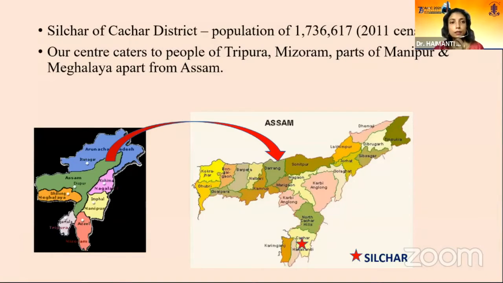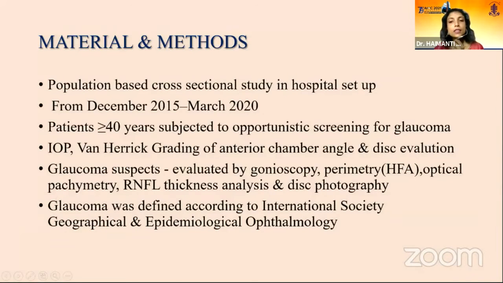So the study was conducted in Silchar of Cachar district in Assam, which has a population of 1.73 crore. We also catered to the surrounding states of Manipur, Mizoram, Tripura, and parts of Meghalaya. It is a population-based cross-sectional study in a hospital setup from December 2015 to March 2020.